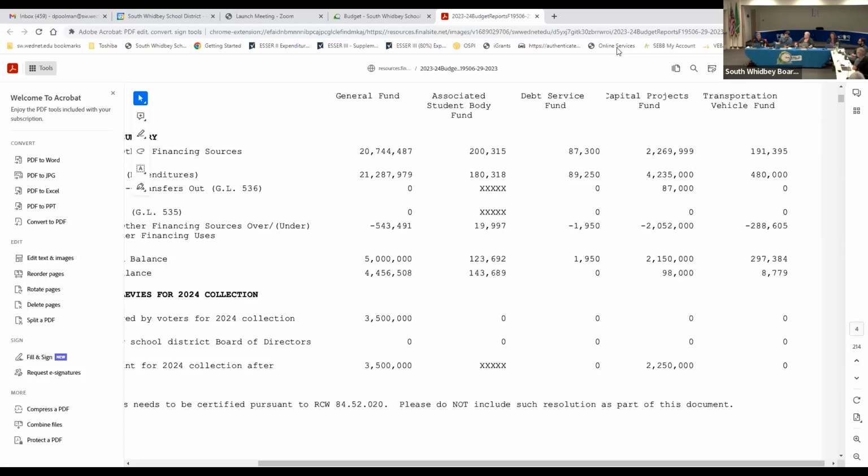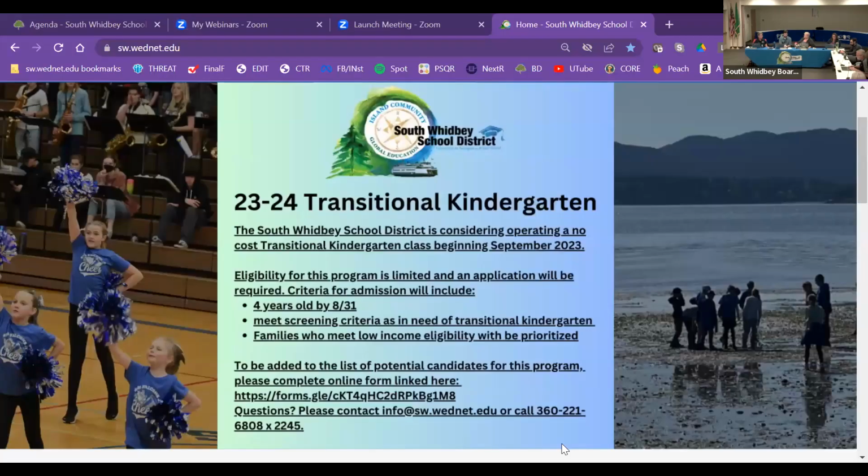And for those who are interested in that transitional kindergarten class, how should they get in touch? They can go to the website. We have a form for registration. They can contact me directly. We're hoping to fill that classroom. We know there are at least 13 students who were planning to attend ECAP, and we've reached out to them. Hopefully they'll take us up on transitional kindergarten if they're eligible in terms of age.